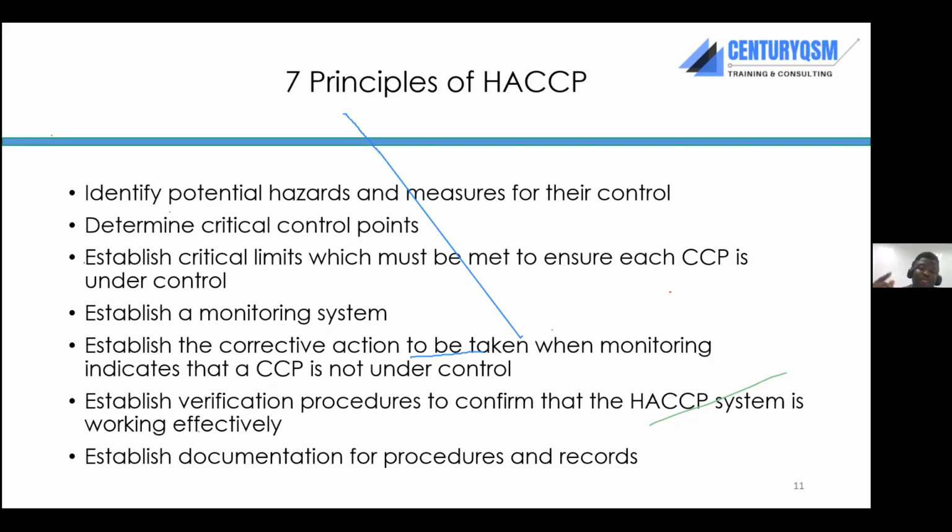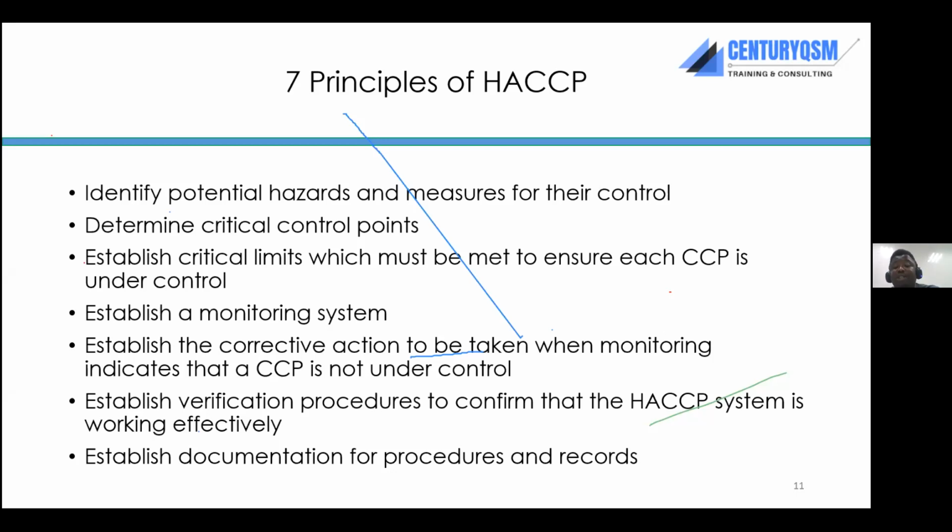Before now, I said you should take note of the difference between your operational prerequisite program and your CCP. The thin line between them is that for your CCP, if there is failure at that point, there's no other control that can take care of it. But for OPRP, yes, it is critical, but there is a control that can take care of it if there's a failure at that point. So you determine your critical control point. I'm going to show you how you determine it.